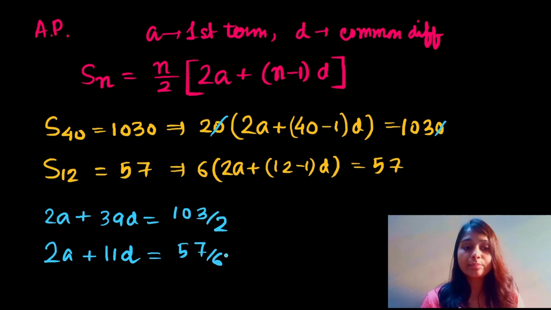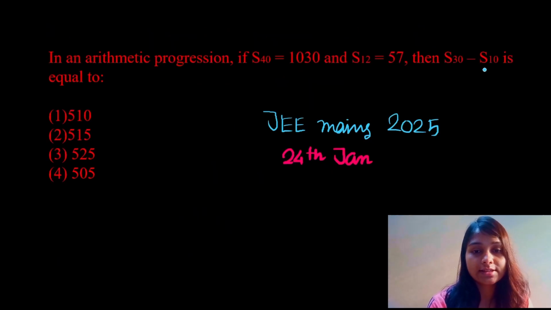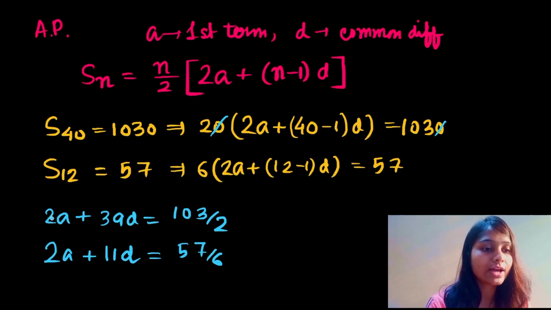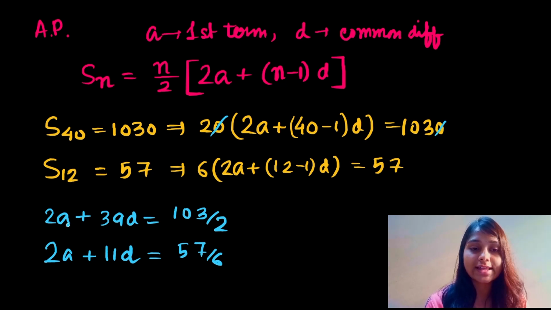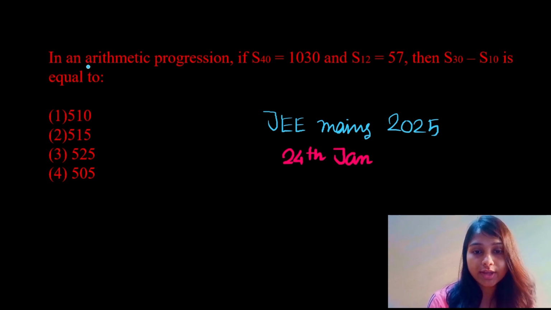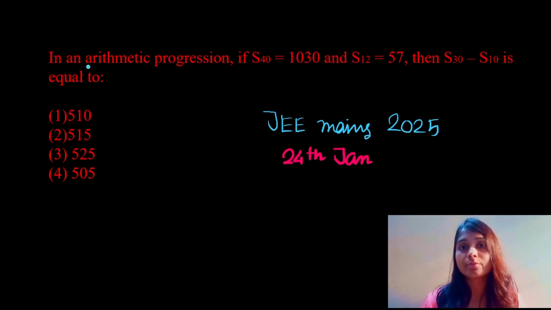So now we have two equations and two unknowns, A and D. We can solve these two equations and find the solutions for A and D, and then put them in the expression S30 minus S10, which will contain A and D. If we put those values in that expression, we can obtain its value. However, we are not going to do that because it will be a much more lengthy process. So we are going for the shortcut here, as it is a question from JEE Mains.